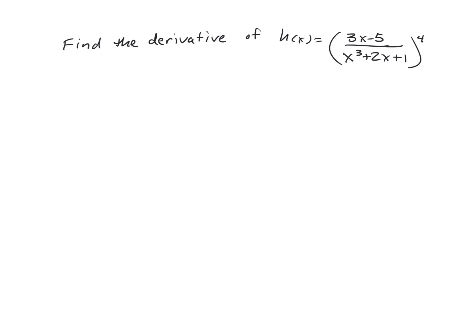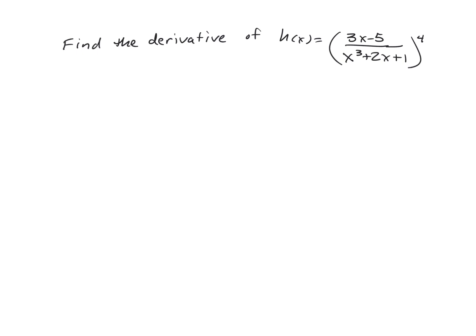All right, so once again, we need to find the derivative of a function. And you'll notice this time around that we have a different look than the last time. This one's going to have, once again, us figuring out what rules to apply and in what order. So for this function, h of x is the quantity (3x - 5) over (x cubed + 2x + 1), all raised to the fourth power.